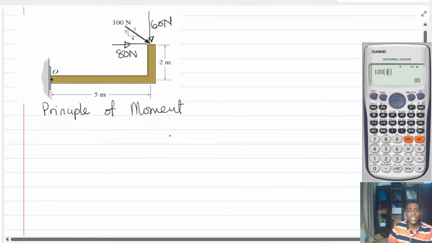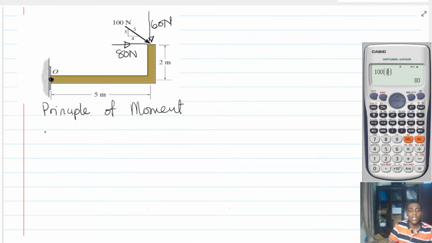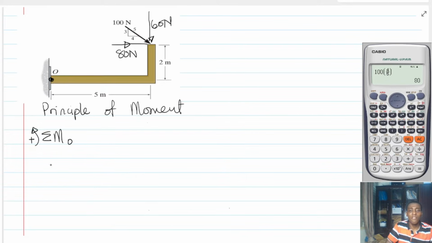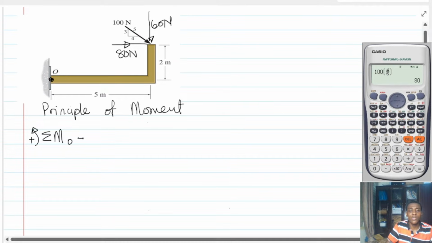Now, the principle of moment is saying that instead of just finding the moment of the 100 newton force directly about O, I would resolve this force and find the individual moments. So this is what we want to say: summation of moment about O. Then I will choose a convention. Let's say counterclockwise is positive. Every moment which is counterclockwise is positive.